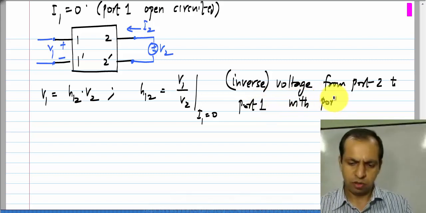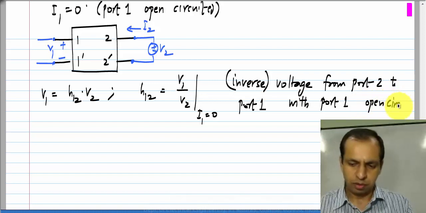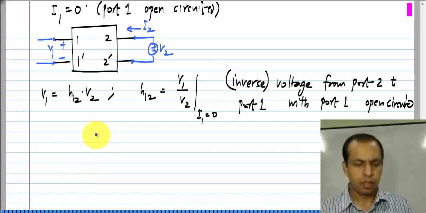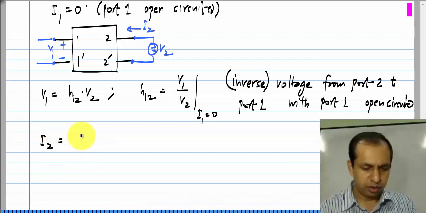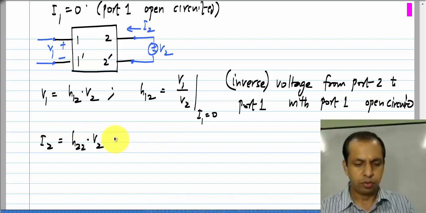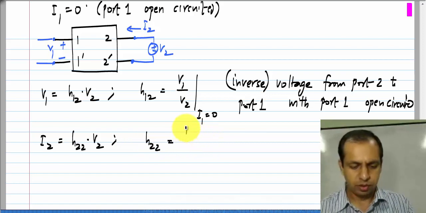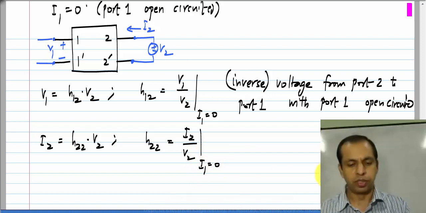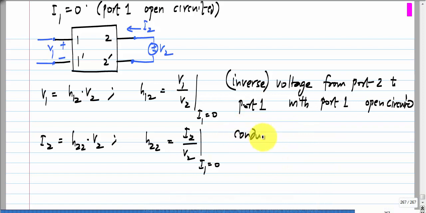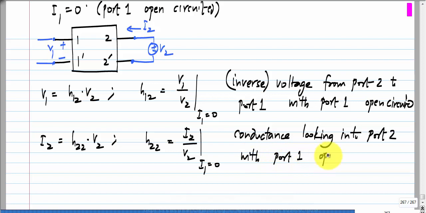With port 1 open circuited, we get I2 to be H22 times V2. In other words, H22 is I2 by V2 with I1 set to 0 or port 1 open circuited, and H22 is nothing but conductance looking into port 2 with port 1 open circuited. Okay. So, these are the hybrid parameters.